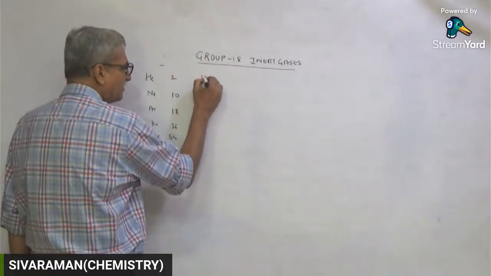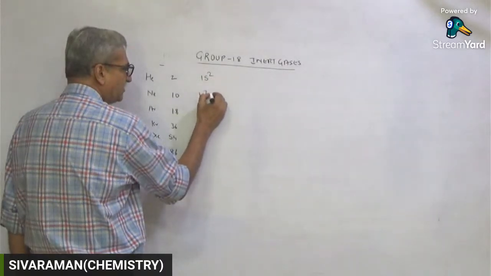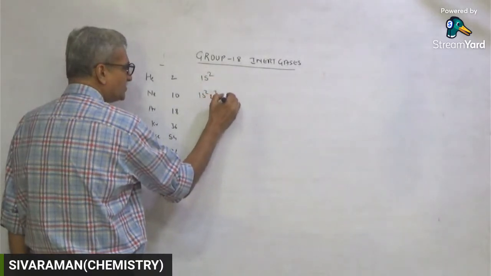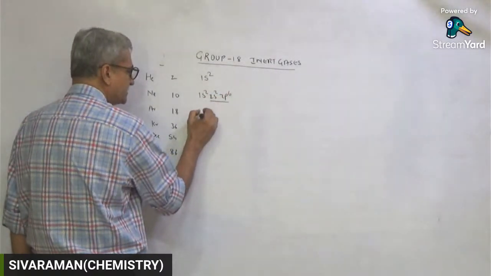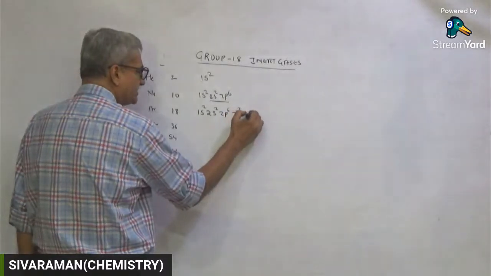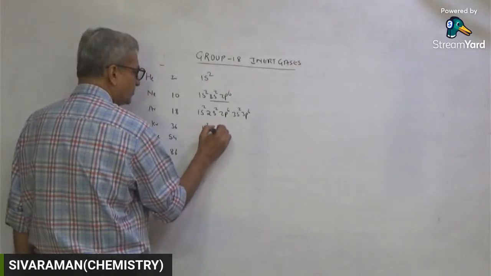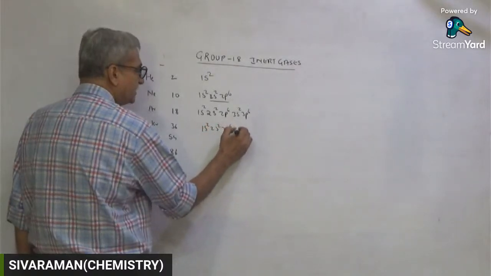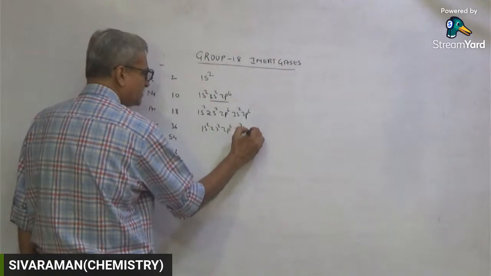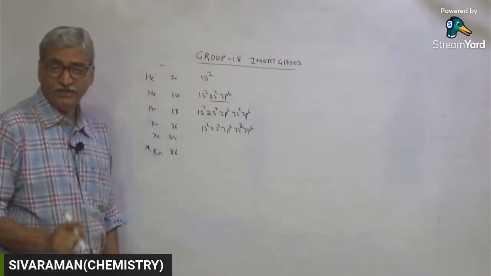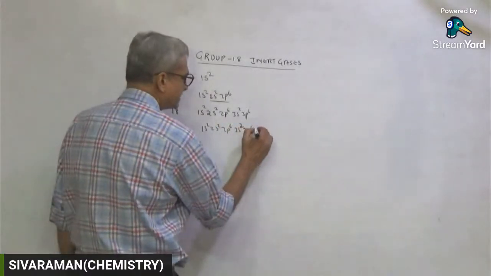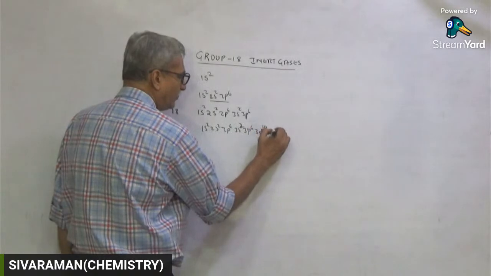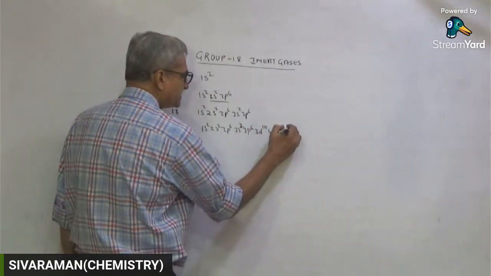So simply, helium has a configuration 1s2. Neon is 1s2, 2s2, 2p6, so the outer electronic configuration is 2s2, 2p6. Then argon has 1s2, 2s2, 2p6, 3s2, 3p6. Then krypton has 1s2, 2s2, 2p6, 3s2, 3p6. Remember, for 21 to 30, we have 3d10 filling up. This is 36. So we'll have 3d10, 4s2, 4p6.